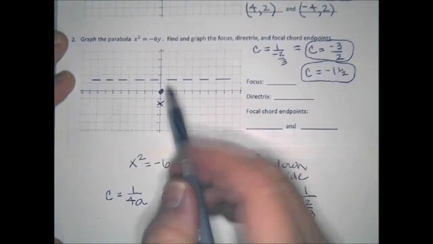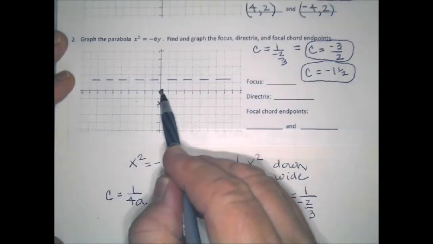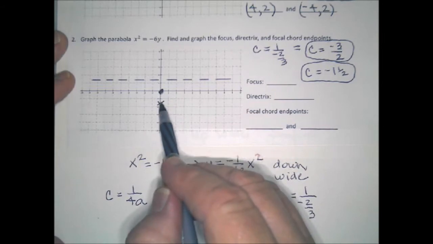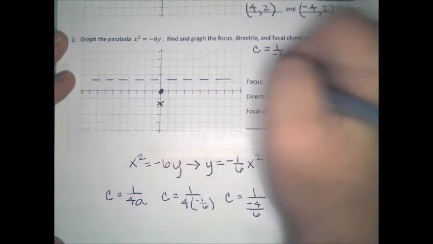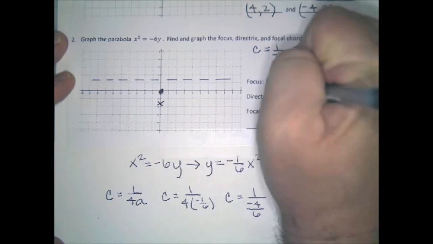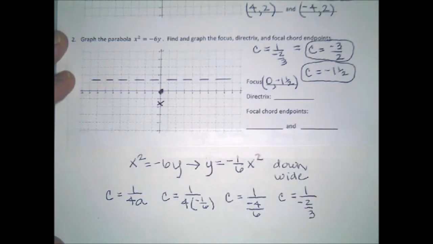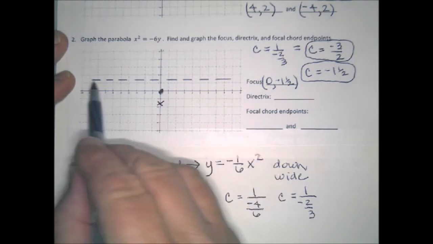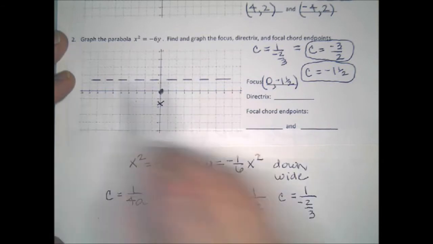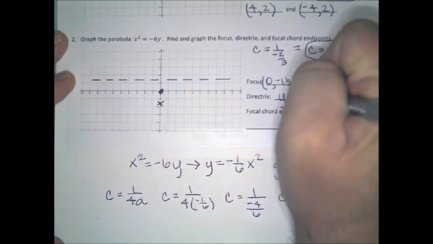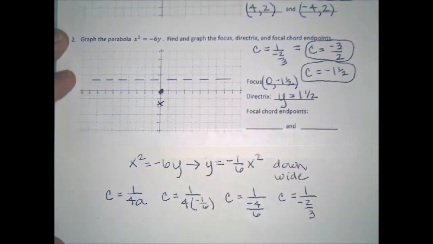Now, if I was at 0, 0, and I took 1 1/2 steps down, then that means I'm at 0, negative 1 1/2. So that's my focus. If I was at 0 and I took 1 1/2 steps up, that puts me at the y level of y equals positive 1 1/2. So that's my directrix.